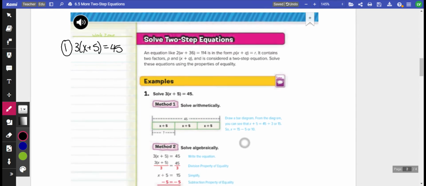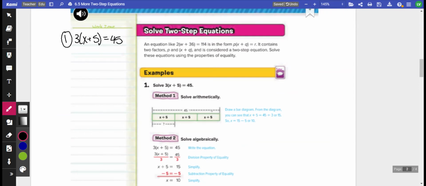Now you can solve it arithmetically, where you have a total distance of 45, and then it's split into 3 portions that are each x plus 5. And that's because it's saying 3 times the quantity x plus 5. So here is a bar diagram representing that. When we set this up, we have 45, we have x plus 5 equals 45 divided by 3. Because again, we are taking 45, which is our total, and dividing that by 3. That gives us 15. So x plus 5 equals 15. We're going to subtract 5 from both sides. And that's going to leave us with x equals 10.